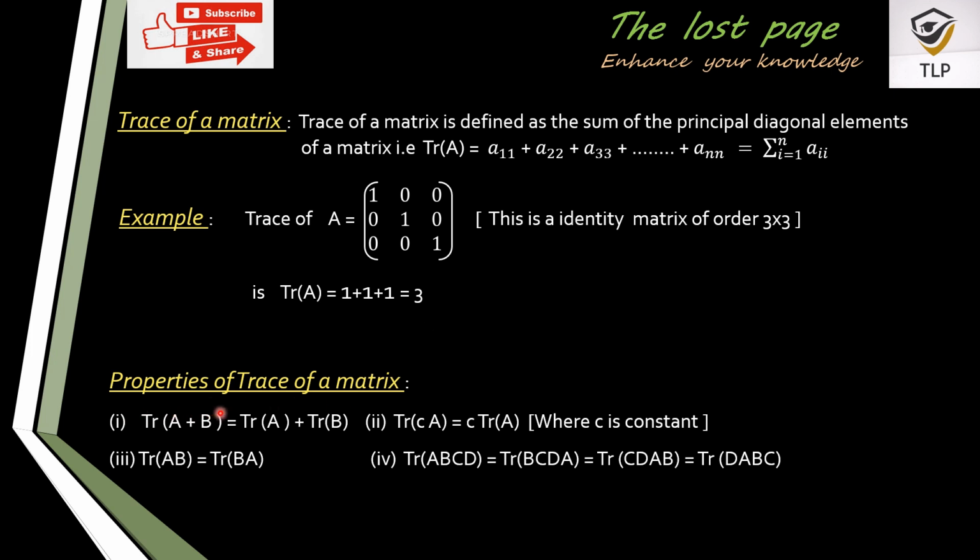Now, properties of trace of a matrix. First property, trace of A plus B equal to trace of A plus trace of B. Second property is trace of C into A equal to C into trace of A, where C is a constant. Third property is trace of A into B equal to trace of B into A. Fourth property is trace of ABCD equal to trace of BCDA equal to trace of CDAB equal to trace of DABC.